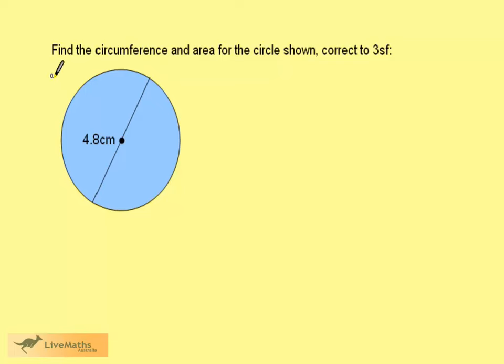We want to find the circumference and area for the circle shown, correct to 3 significant figures. Here we have the circle, and we can see the diameter is 4.8 centimeters. So D is 4.8. But remember, the radius is half of the diameter. So the radius for this circle is 2.4 centimeters.